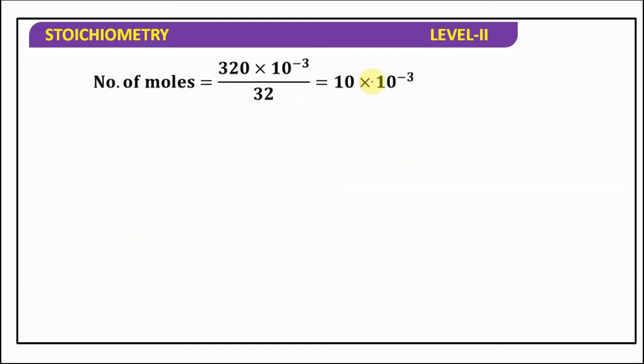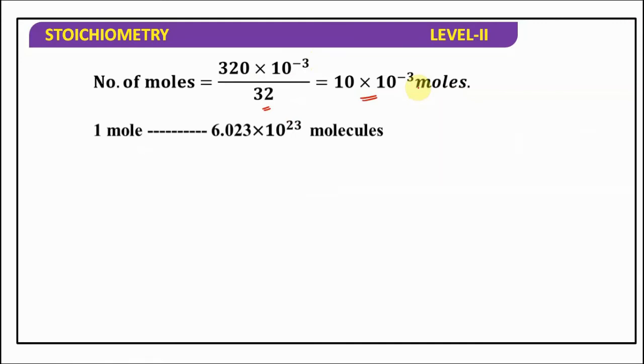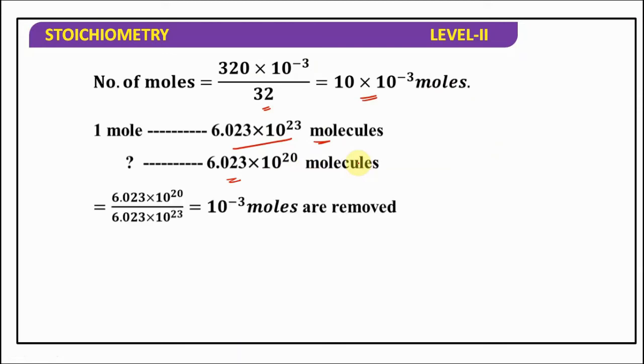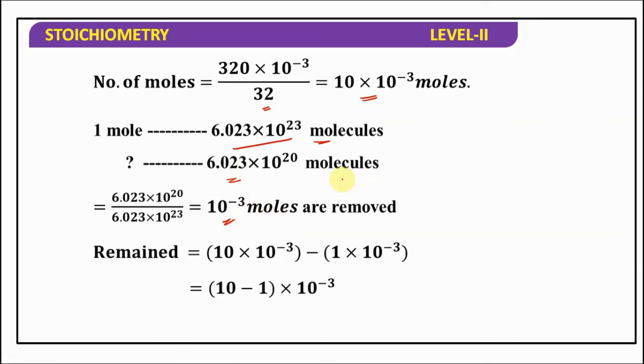First of all, we find out the number of moles. 320 into 10 to the power of minus 3. Molecular weight of oxygen is 32, which gives you 10 into 10 to the power of minus 3 moles. 1 mole consists of these many molecules. But how many molecules have they taken? 6.023 into 10 to the power 20 molecules, which will be equal to how many moles? 10 to the power of minus 3 moles. These moles they have removed. If they remove it, then the remaining moles are how many? 9 into 10 to the power of minus 3 moles.